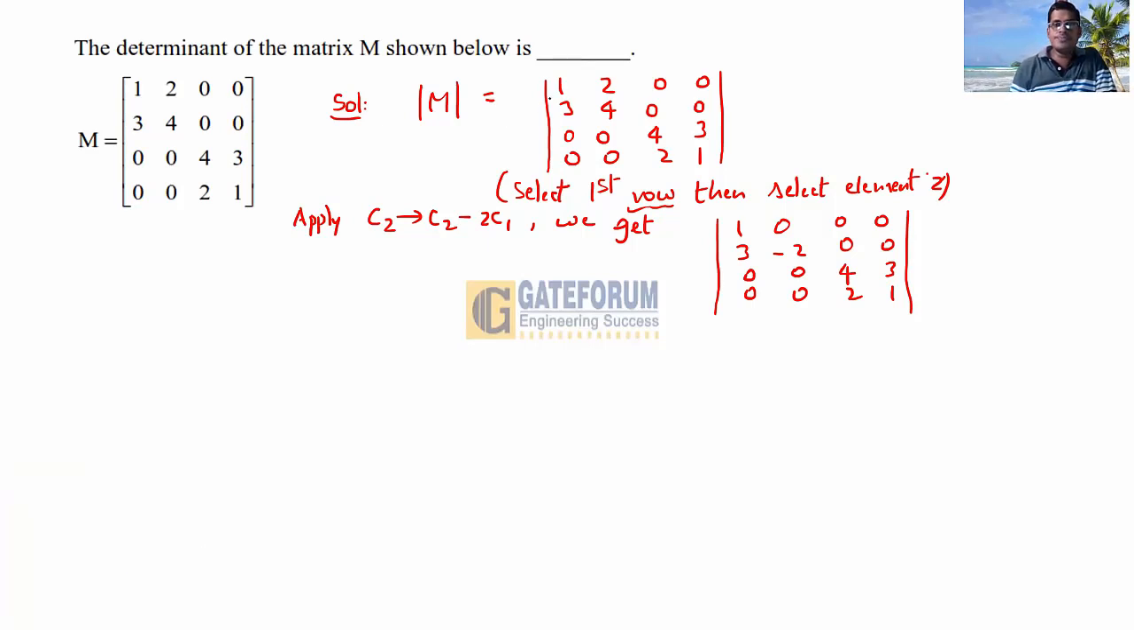Select the element 1. Using this, expanding the determinant, the cofactor sign is minus 1 to the power i plus j. This 1 belongs to the first row and first column, i equals 1, j equals 1, so the cofactor sign is plus. After that, in the same row, the signs for the next elements are obtained alternately as minus, plus, minus. Here select the element 1 only.